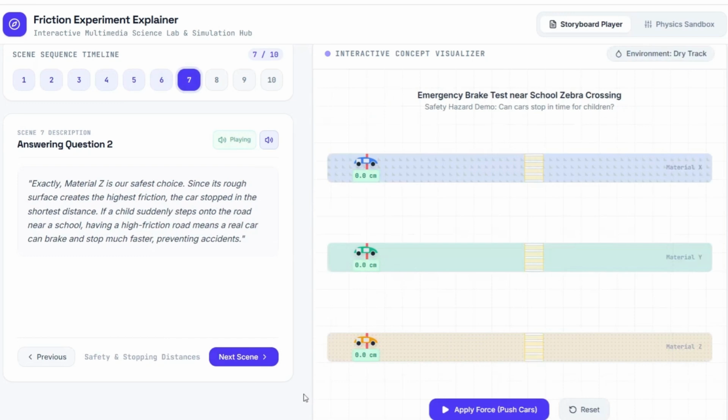Exactly, material Z is our safest choice. Since its rough surface creates the highest friction, the car stopped in the shortest distance. If a child suddenly steps onto the road near a school, having a high friction road means a real car can brake and stop much faster, preventing accidents.